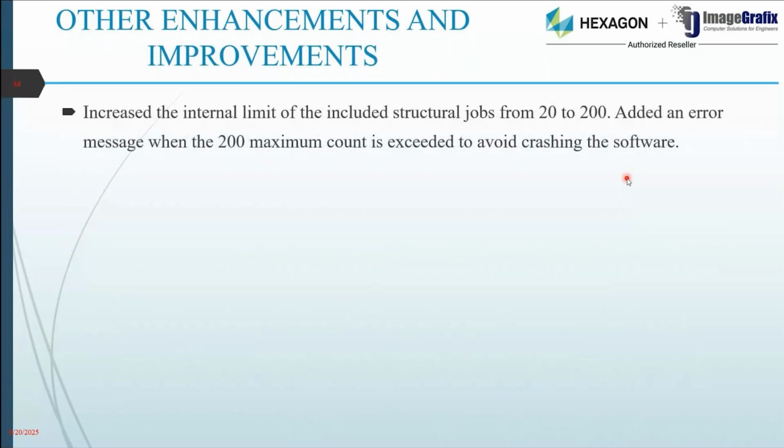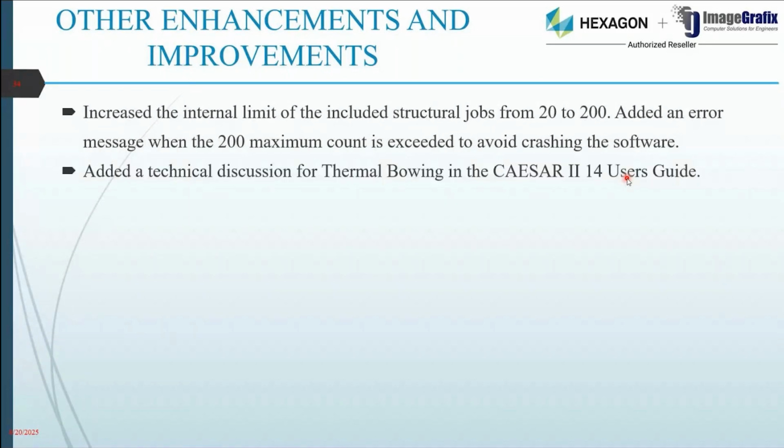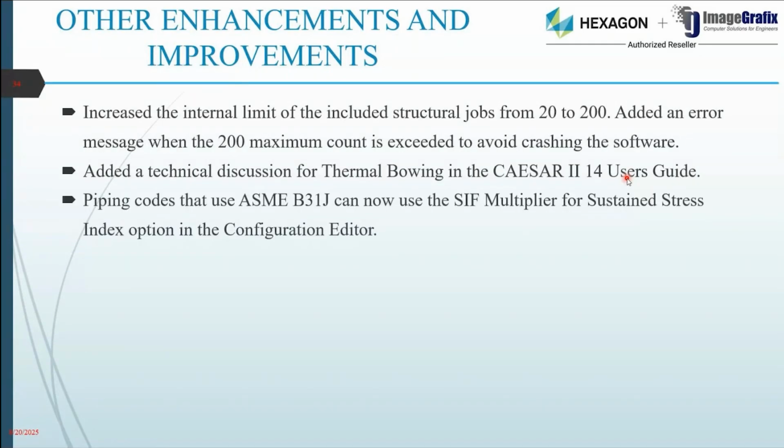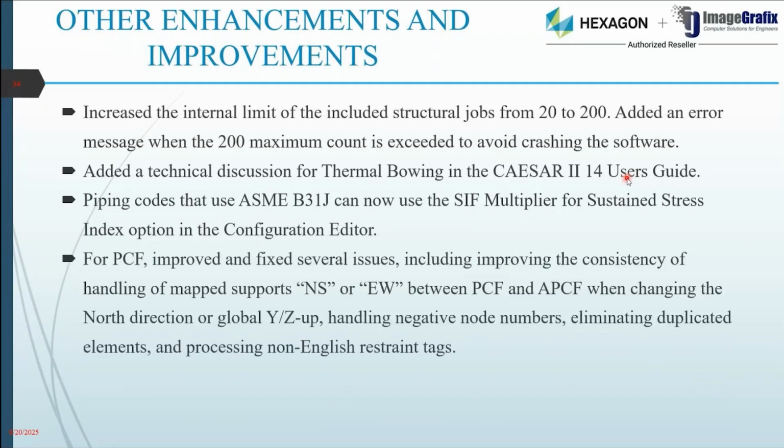Then we have the internal limit of included structural jobs increased from 20 to 200, with an error message added when the maximum count of 200 is exceeded to avoid crashing the software. Added a technical discussion on thermal bowing in the Caesar II user guides. Piping codes that use B31J can now use the SIF multiplier for the sustained stress index option in the configuration editor also.